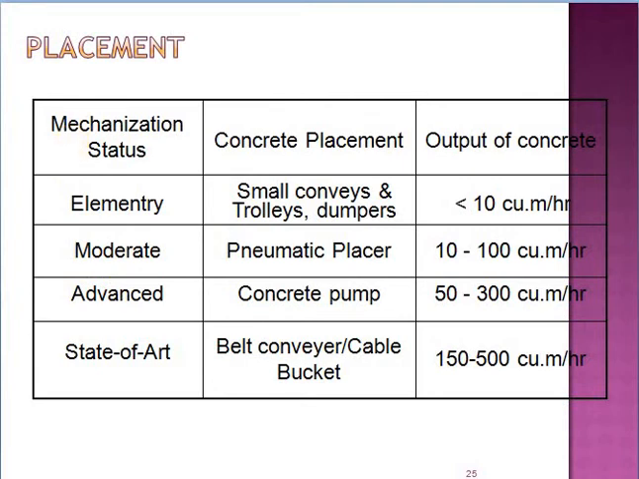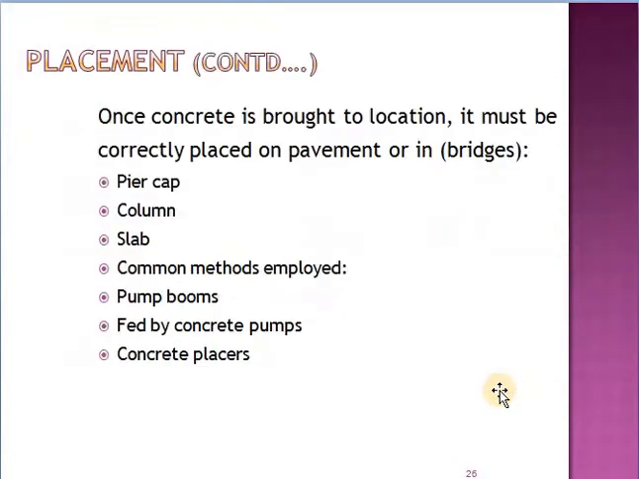And in the placements, at the elementary mechanization stage, concrete placement uses small conveyors, trolleys and dumpers. So these supply an output of concrete of less than 10 cubic meters per hour. In moderate, a pneumatic placer gives 10 to 100 cubic meters per hour, and in advanced, a concrete pump gives 50 to 300 cubic meters per hour. In the state of the art, a belt conveyor or cable bucket gives 150 to 500 cubic meters per hour. Okay. So this is the placement.